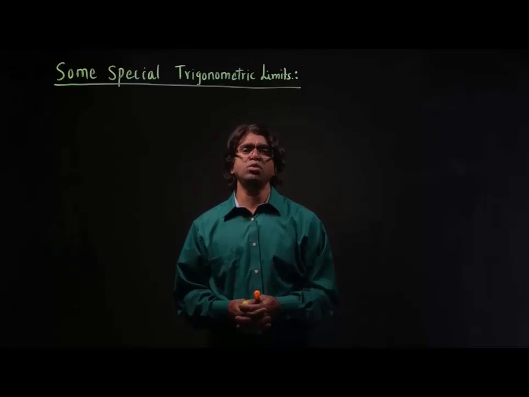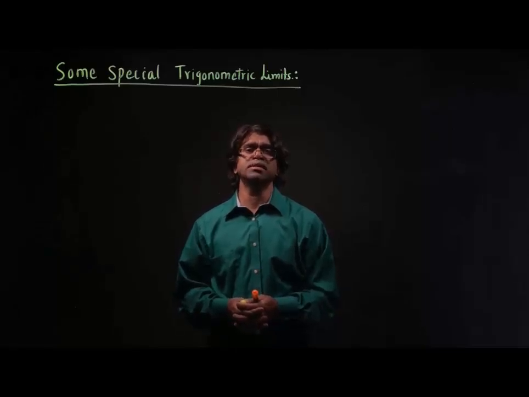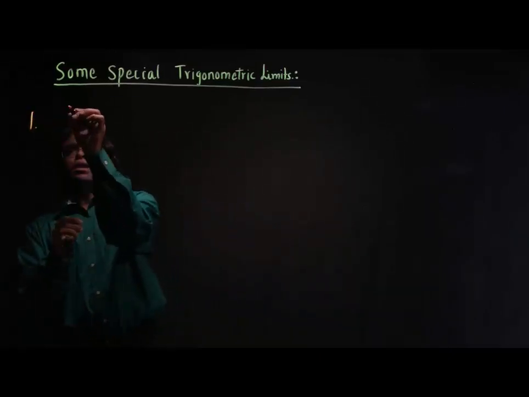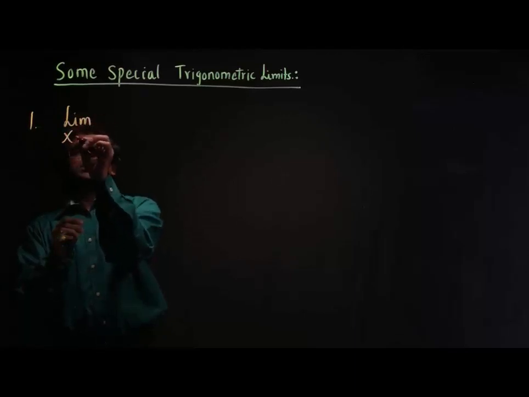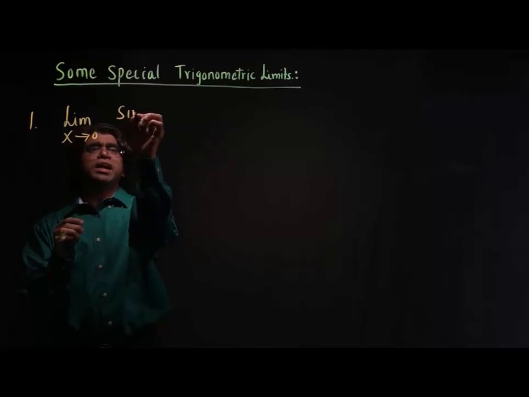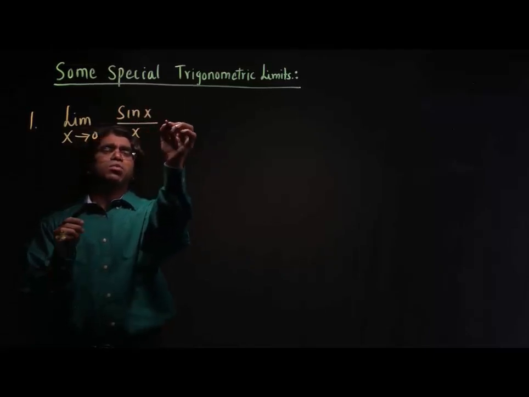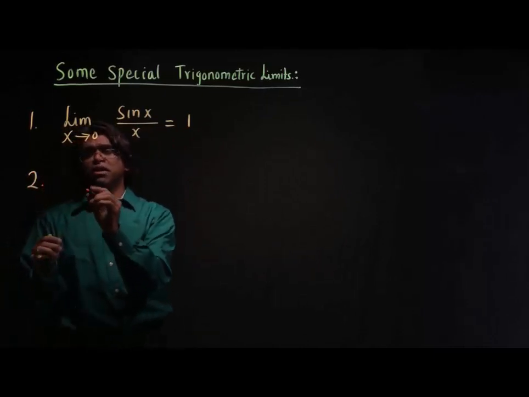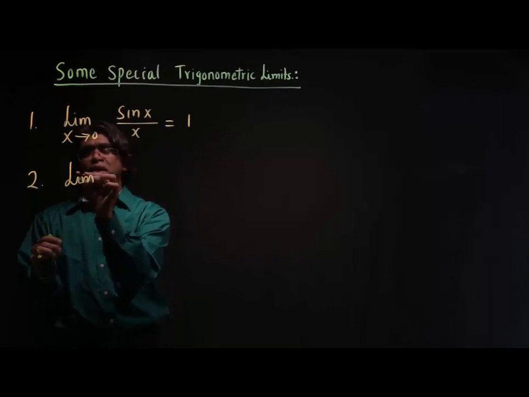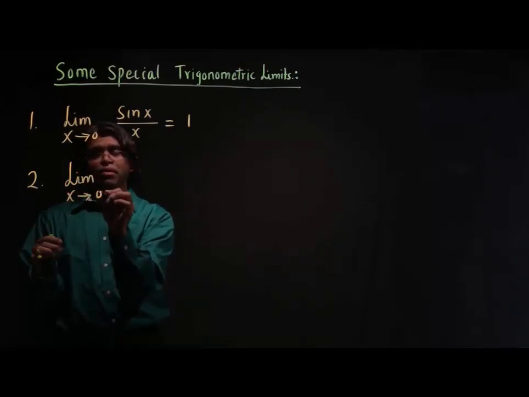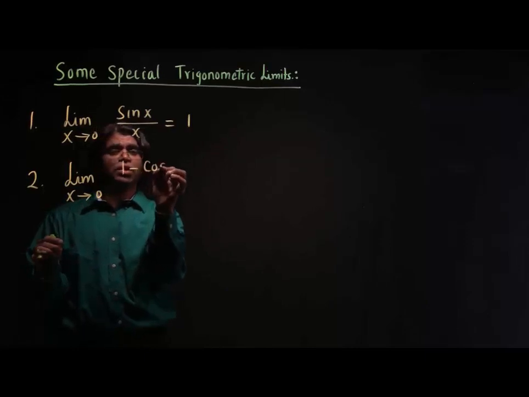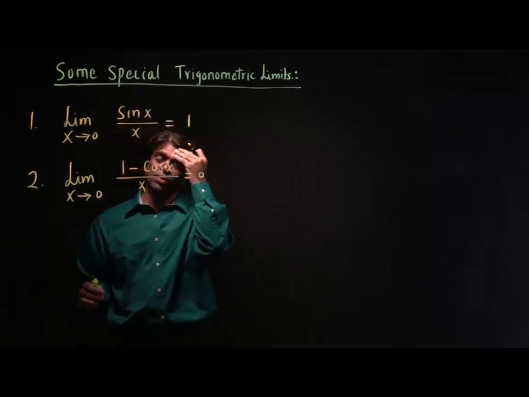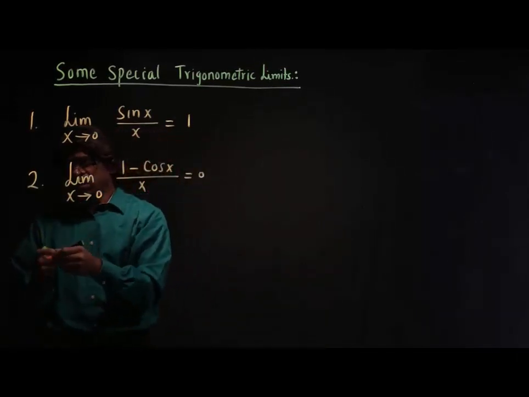In this video, I am going to introduce you to some special trigonometric limits. So, our first limit is limit x tends to 0, sine x over x is equal to 1. And our second special trigonometric limit is limit x tends to 0, 1 minus cosine x over x is equal to 0, right?